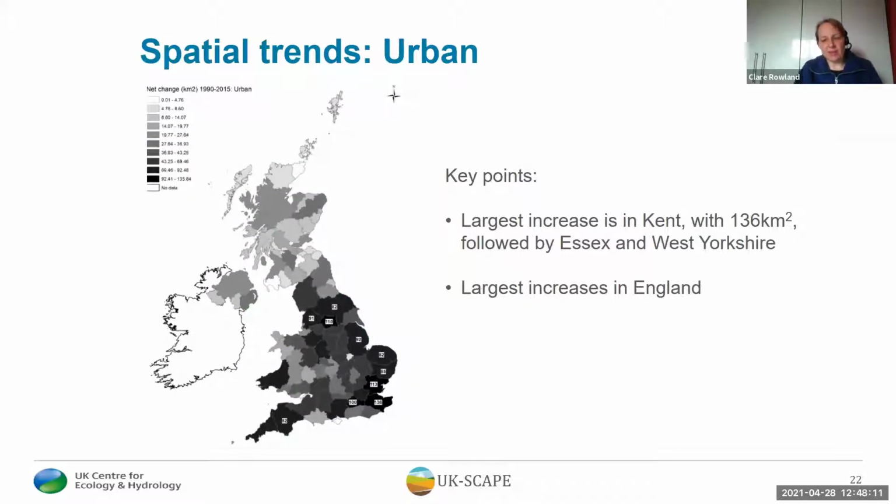Probably unsurprising to anybody, we do see a big increase in urban. Kent is the county that increases in urban most significantly, with 136 kilometres, and that's probably because of its location between Europe and also between London.